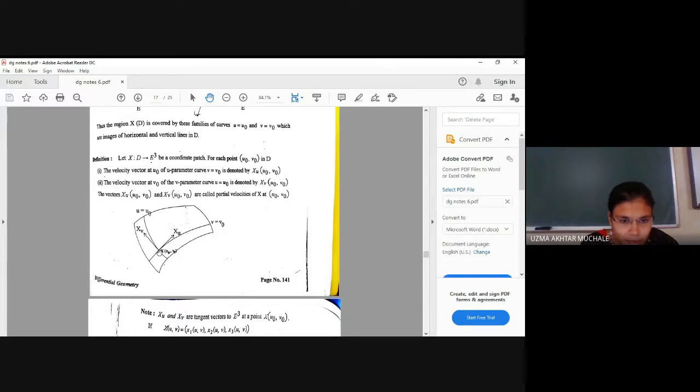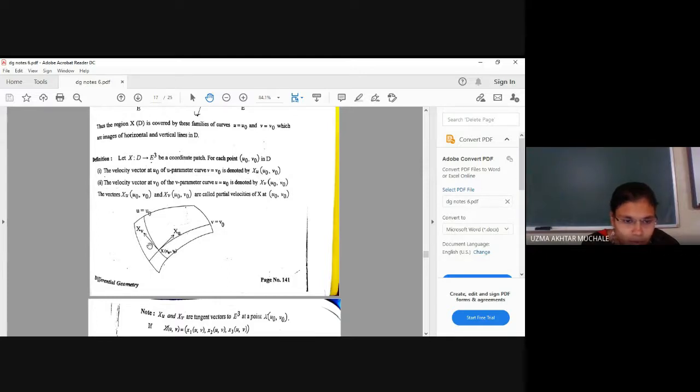Okay, so at this point u naught v naught, what is xu? This is nothing but the velocity vector of the u parameter curve. So this is a u parameter curve. Why is it called a u parameter curve? Because v is fixed. Why is it called a v parameter curve? Because u is fixed. As it is a u parameter curve, you have to differentiate with respect to u. If you differentiate at a point with respect to u, this is called the velocity vector of the u parameter curve.